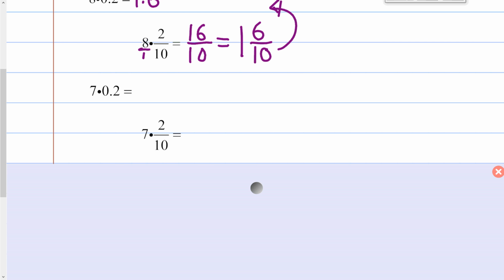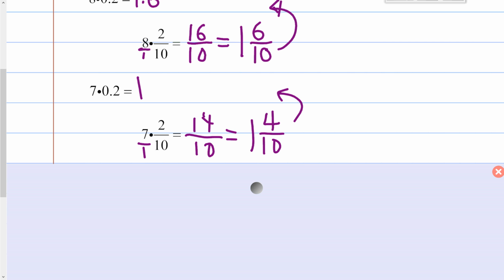Now let's take a look at 7 times 2/10. Again, I have it here as a fraction already. 7 times 2 is 14. 10 times 1 is 10. I will convert that to 1 4/10, which I can write as a decimal, 1.4.